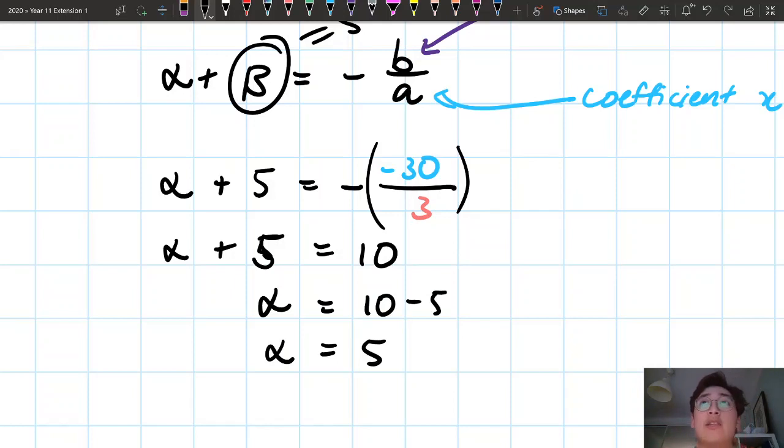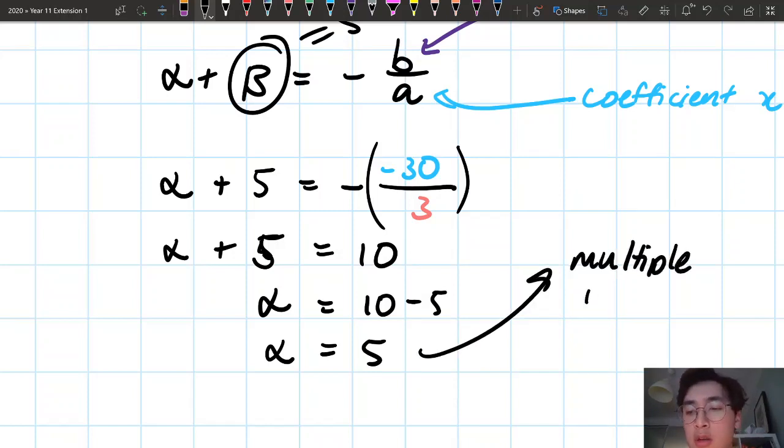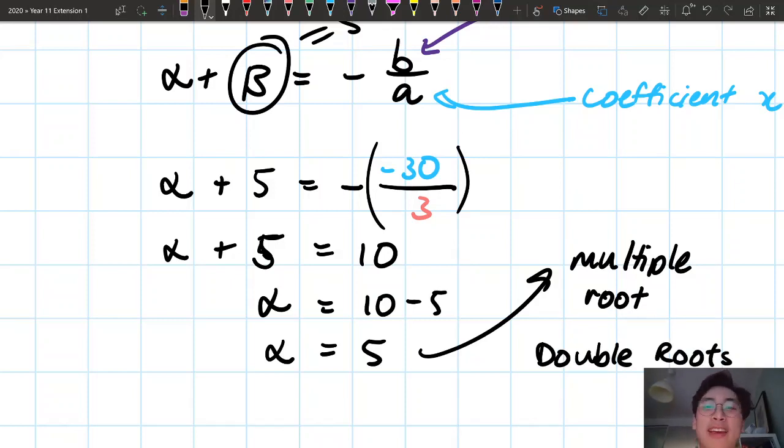Now here, this has a very special name, and we're going to look at this a little bit later when we graph our polynomials. But if you notice, both of our roots are 5. Because both of our roots are 5, we call this a multiple root. In this case, it's a double root. Because how many times does 5 appear? That's right. 5 appears twice.